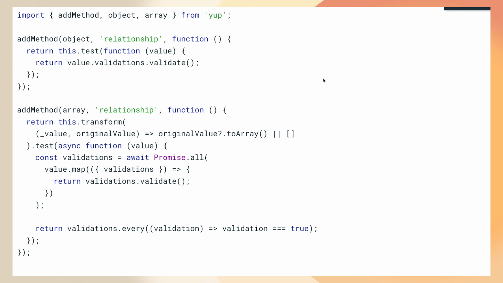So finally, this is the implementation as well. We add a new method into object and array modules, which is a relationship function. And this function is just for belongs to relationship. This would be just a test that takes the model, reads validations from it, and then calls a validate method. But in case of array, it's a bit more complicated in a way that we need to first transform our relationship into a list. And then we can create a test that will iterate through all the items and validate them. And then we just show the outcome based on if every validation is true.